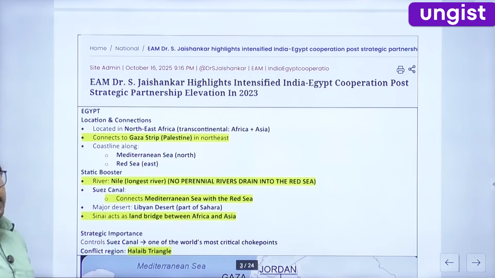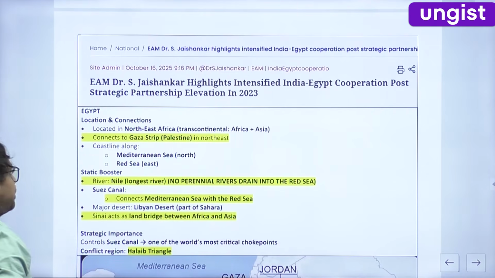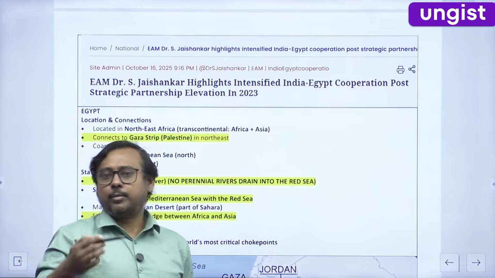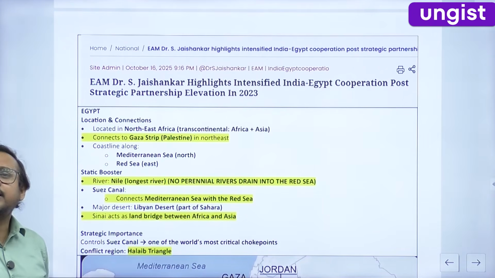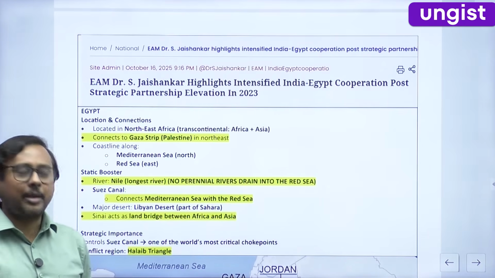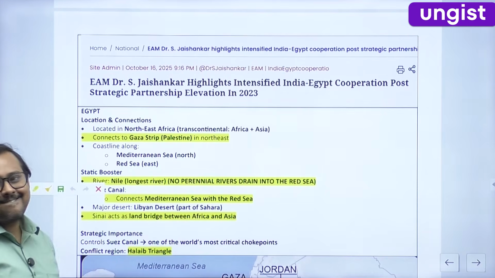So this is with regards to Egypt. In 2023, we elevated our partnership with Egypt to a strategic partnership. So there are terms like comprehensive strategic partnership, strategic partnership. इसका मतलब क्या होता है? What does it mean?